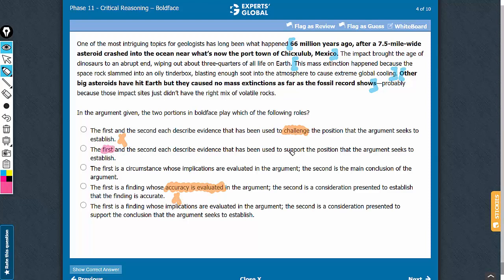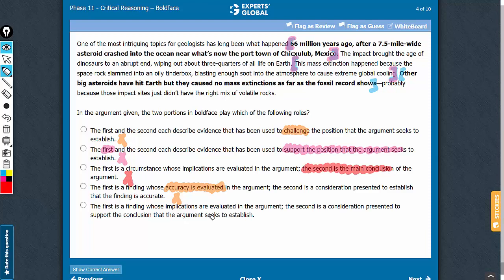And no, the first has not been used to support the position that the argument seeks to establish. First is simply a circumstance that the argument evaluates, and in the process of that evaluation, the argument reaches its conclusion. The first boldface does not directly support the conclusion, and therefore answer choice B should be eliminated. No, the second is not the main conclusion of the argument, so answer choice C can just not be correct.